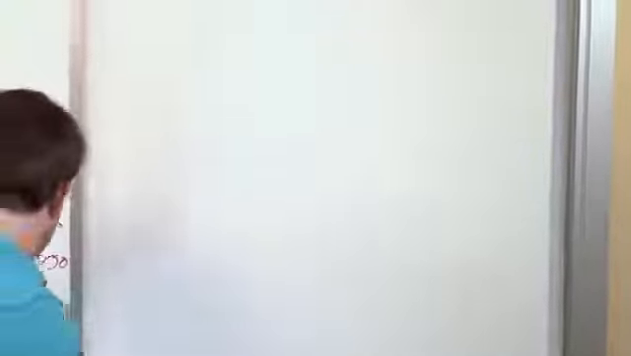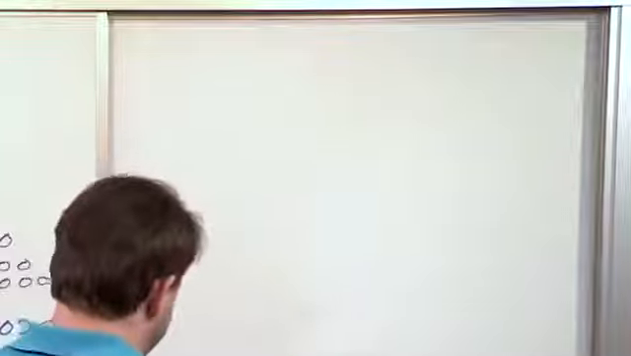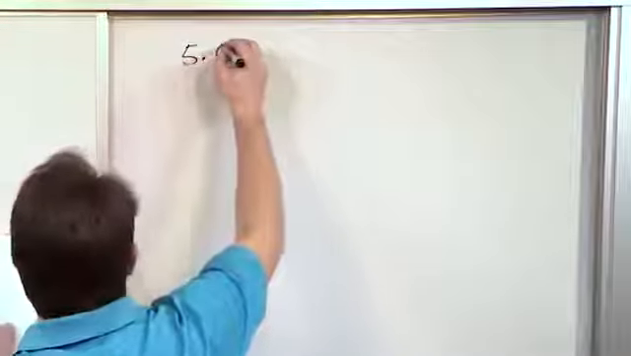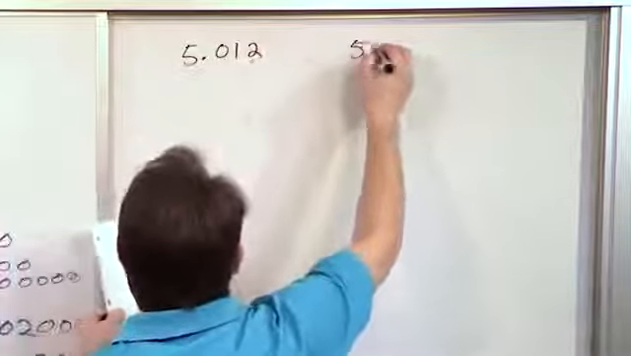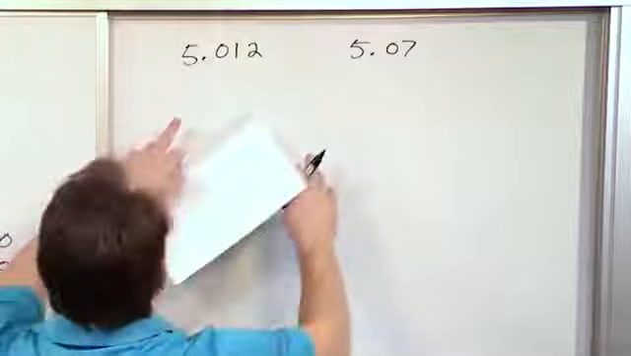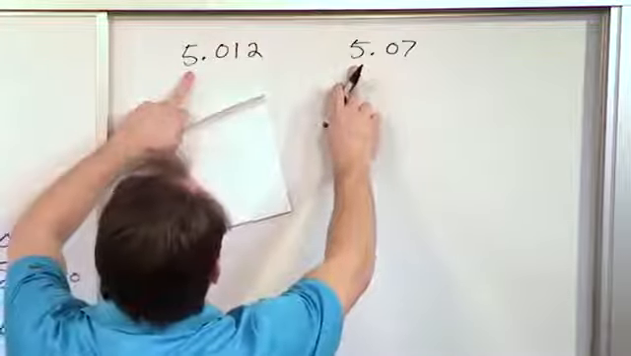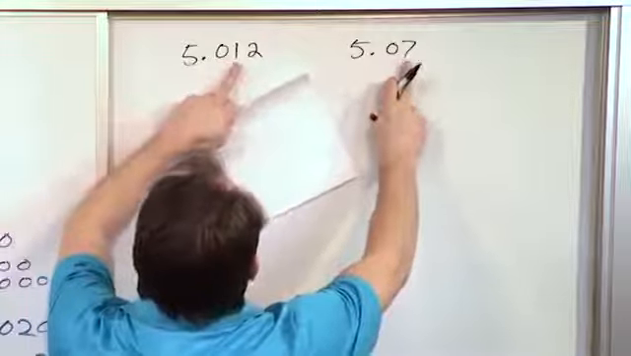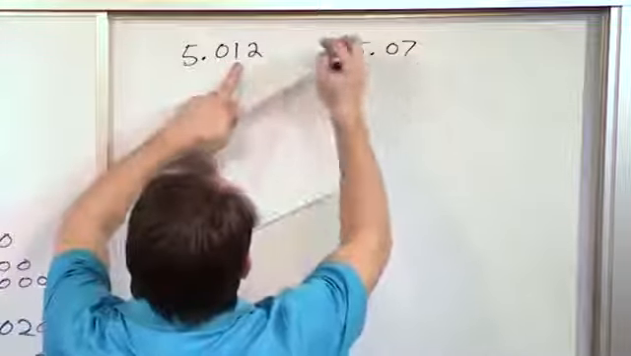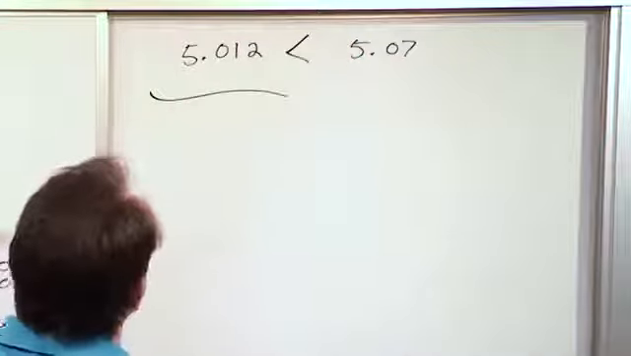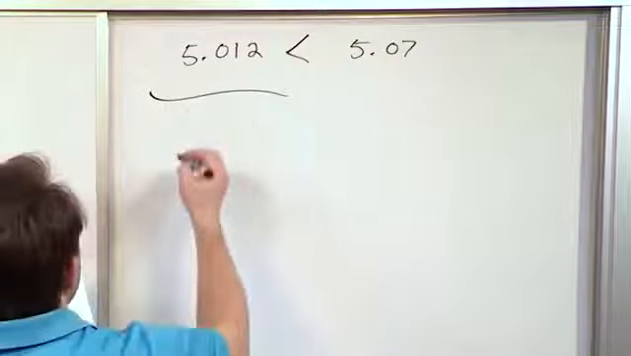So, what if we have 5.012 compared with 5.07? So same kind of thing. What we're doing is we're comparing the 5 with the 5, those are the same. Then after the decimal, the 0 with the 0, those are the same. Then we compare the 1 with the 7. 1 is smaller, so we point it that way. This is the smaller number. Okay?